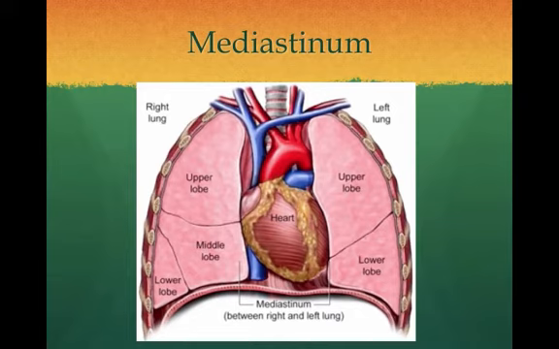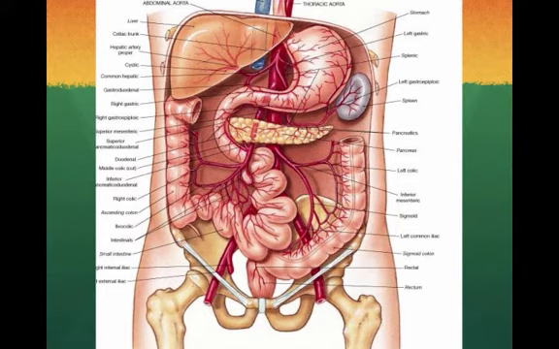The upper portion of the mediastinum contains structures such as the trachea or windpipe, the esophagus, the thymus gland, and the major blood vessels from the heart. The lower portion of the mediastinum contains the pericardial cavity that encloses the heart. The abdominopelvic cavity contains all the organs of both the abdominal and pelvic regions.